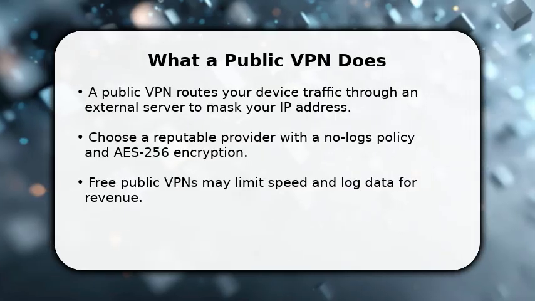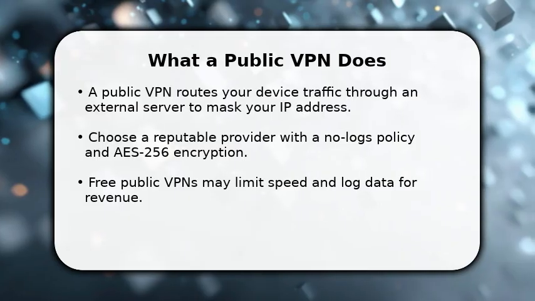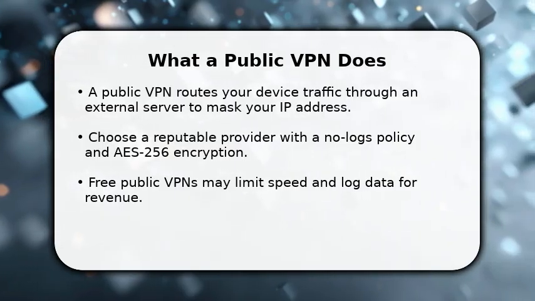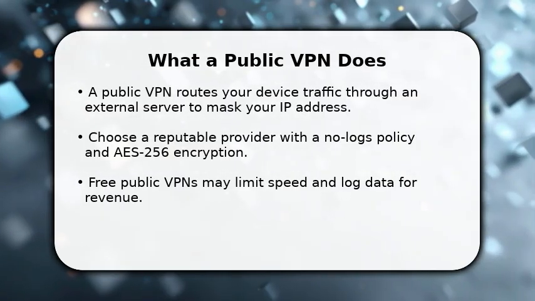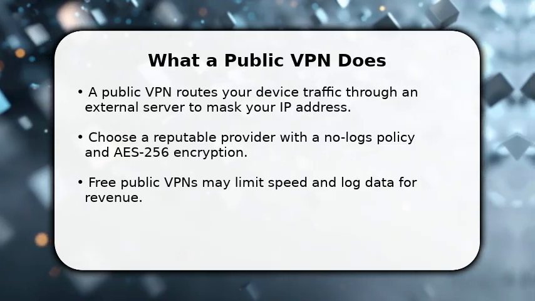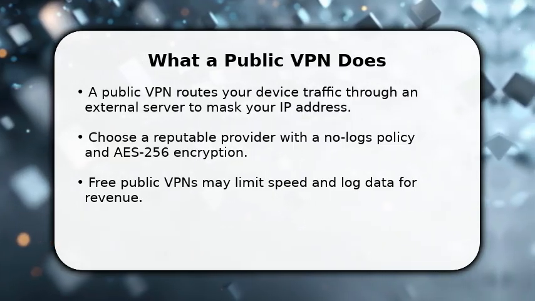A public VPN routes your device traffic through an external server to mask your IP address. This hides your real IP from websites and local networks and can encrypt traffic on unsecured Wi-Fi.